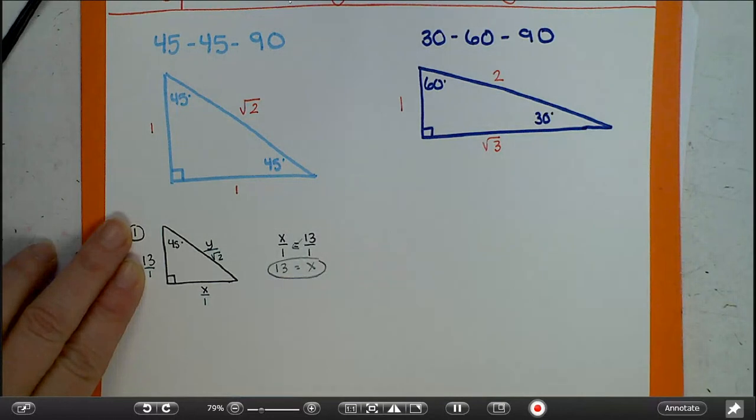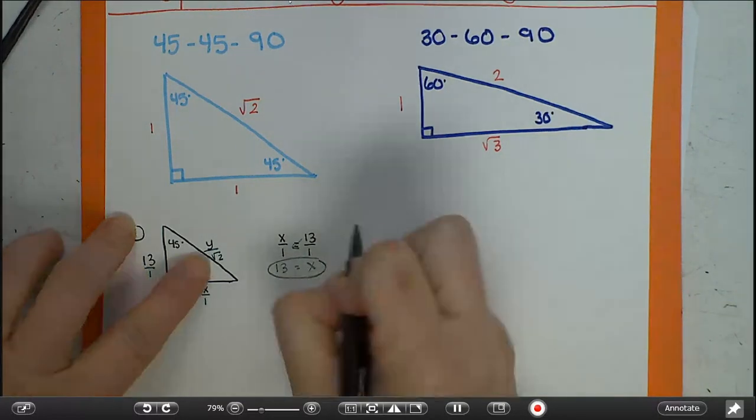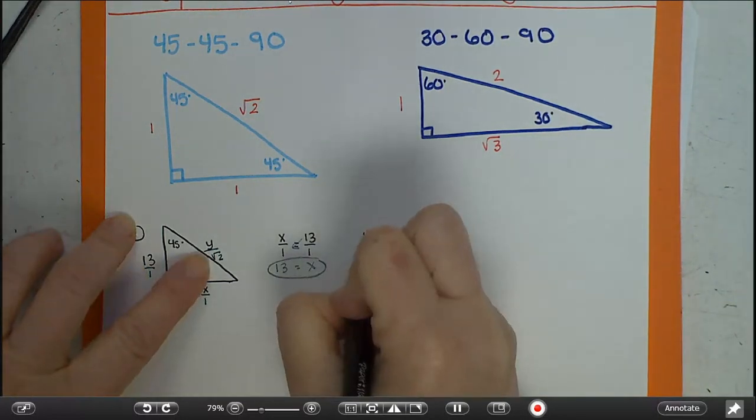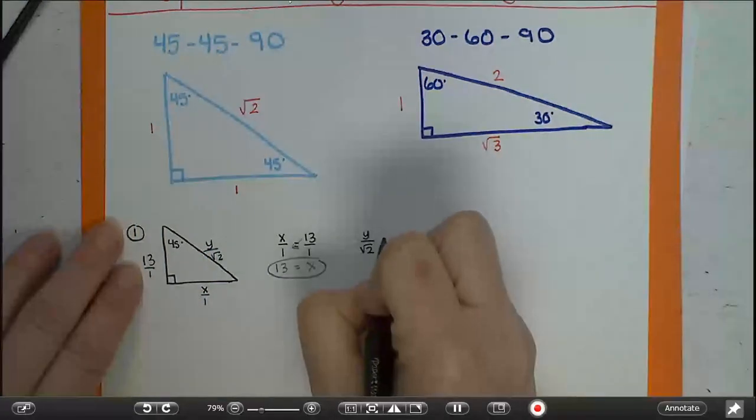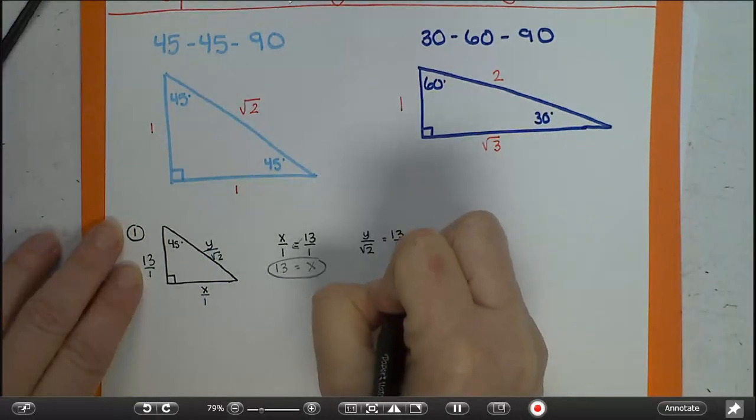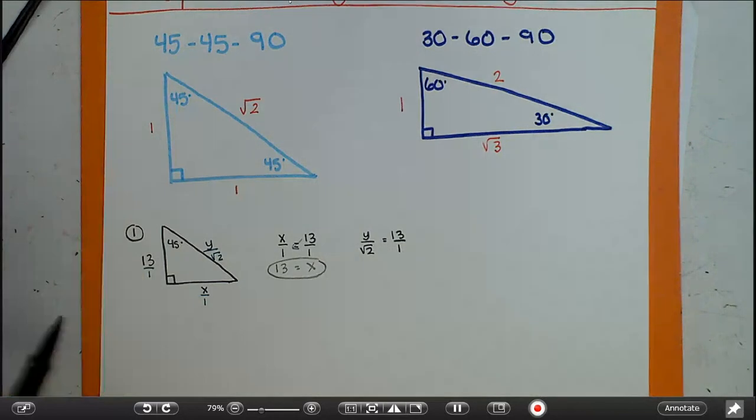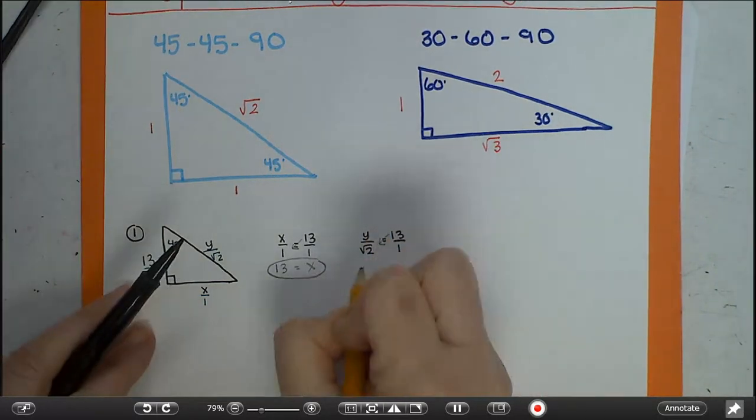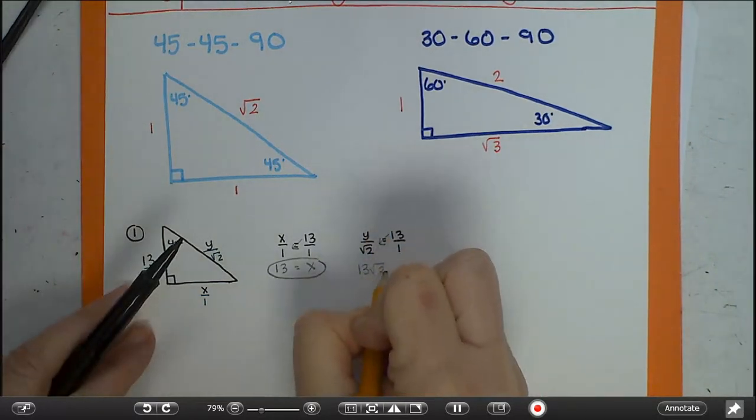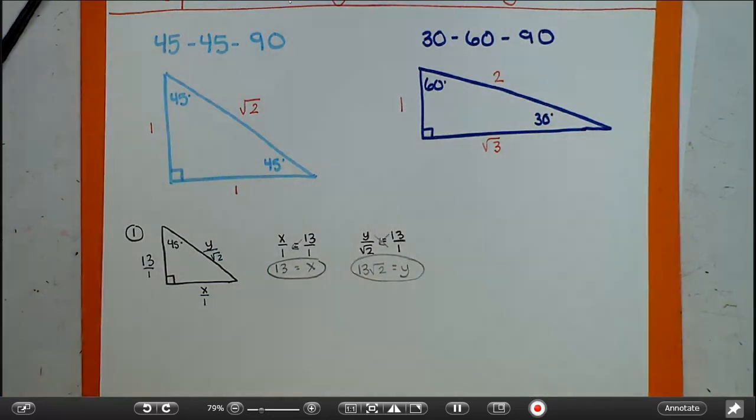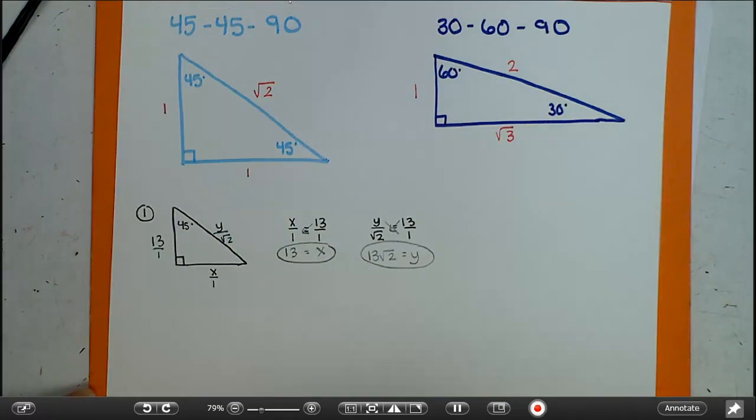All right, and likewise we're going to do that same process but for y. So we have y over root 2, and we want to use this side because it has actual numbers on it. And we're going to cross multiply. And so it's exactly what we expected. This, again, is the most simplistic case you'll see. Let's do another.